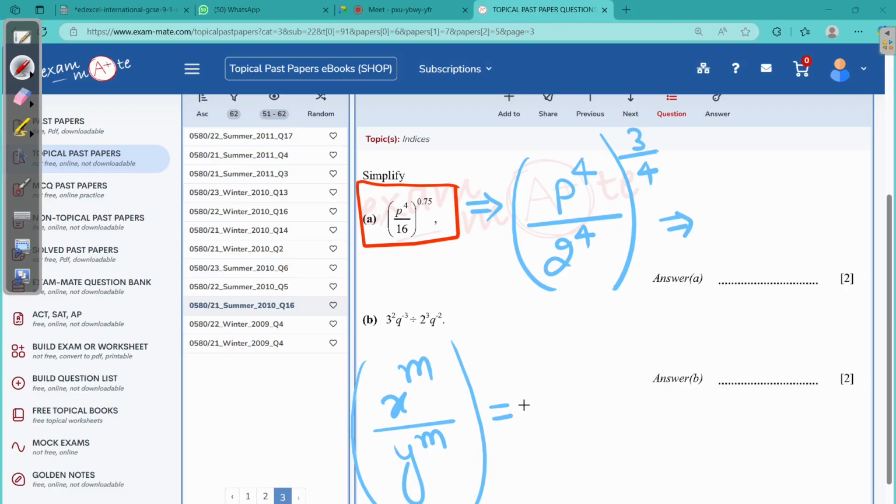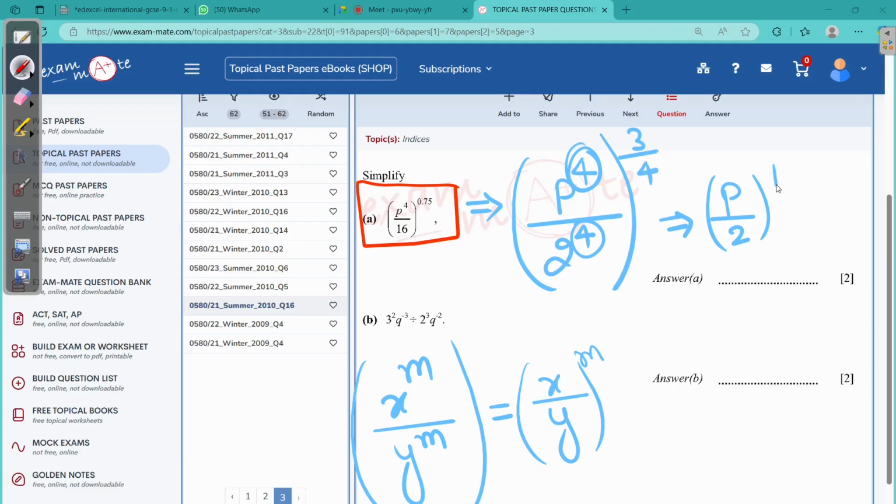Do you know? If you have the same power only, not the same base, you divide it and put the whole power outside. So the base should be divided and the power should be the common. See here, you have the same power, 4 and 4, but the base is different, no problem. So you will write p upon 2 raised to power 4 and then the whole power 3 is to 4. Is it okay till here?